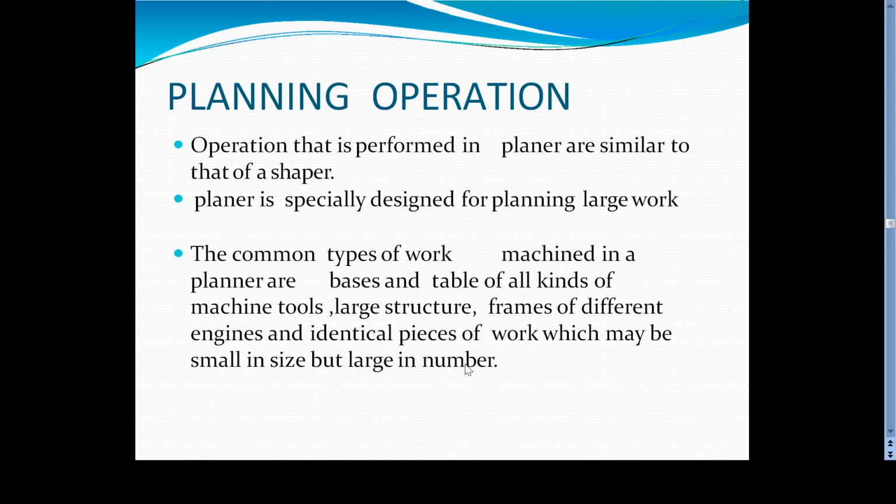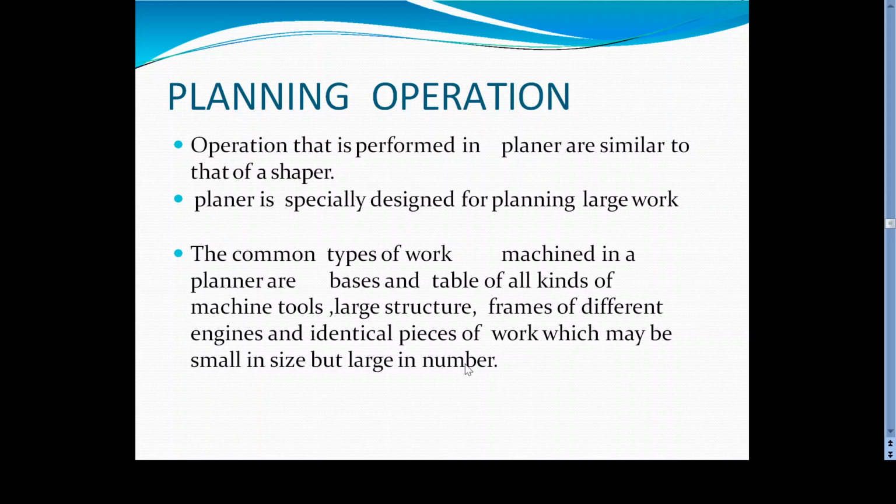Planing operations: mainly we can machine flat surfaces, that is vertical flat surfaces as well as horizontal flat surfaces. The common types of work machined in a planer are, for example, the lathe bed. It's a large component, a massive structure, so we can machine the top surface of the bed on the planer machine. Also tables of all kinds of machine tools, large structures, frames of different engines, and identical pieces of work which may be small in size can also be machined.